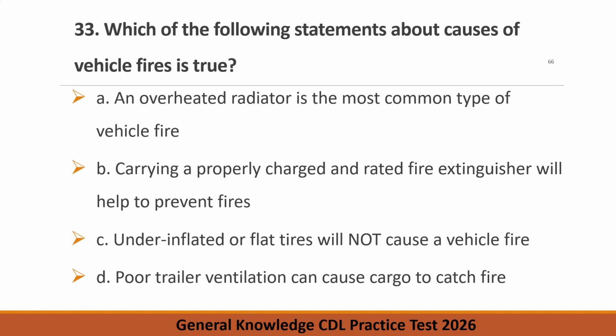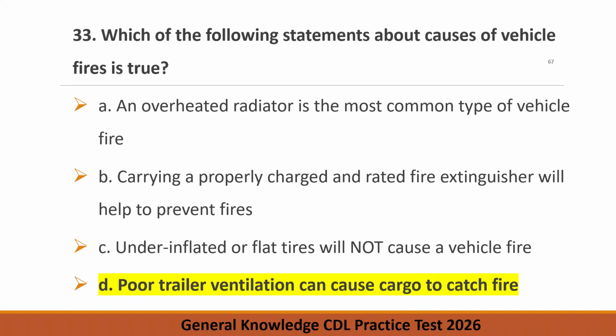33. Which of the following statements about causes of vehicle fires is true? A. An overheated radiator is the most common type of vehicle fire. B. Carrying a properly charged and rated fire extinguisher will help to prevent fires. C. Underinflated or flat tires will not cause a vehicle fire. D. Poor trailer ventilation can cause cargo to catch fire. Answer, D.